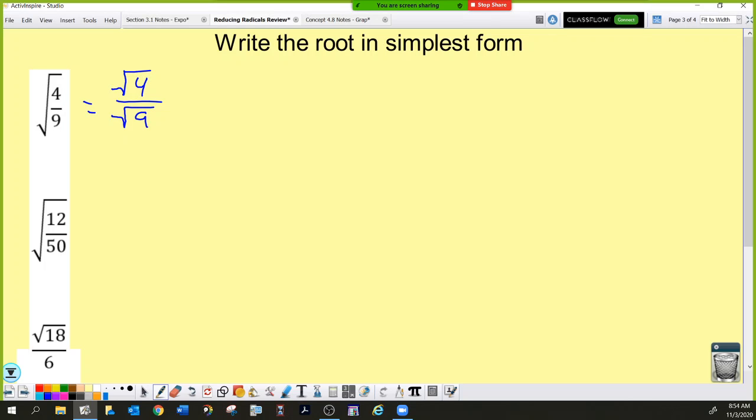Okay, well, 4 is a perfect square. Its square root is 2. Symbol gone because it got to do its job. And hey, 9 is a perfect square. Square root of 9 is 3. Symbol did its job, so it's gone. We're finished. There you go. The square root of 4/9 is 2/3. Very simple.